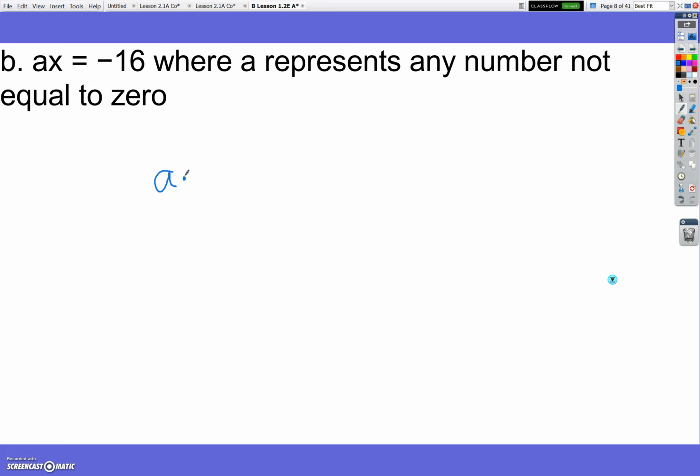This is saying a times x is equal to negative 16. I need to get this x all by itself, so now what I need to do is use division. I need to divide because it's a multiplication problem, and I'm trying to get x all by itself, so I'm going to divide both sides by the variable a. These are going to cancel. I'm going to be left with x is equal to negative 16 all over a. There's nothing more you need to do there because x is all by itself, so we're done.